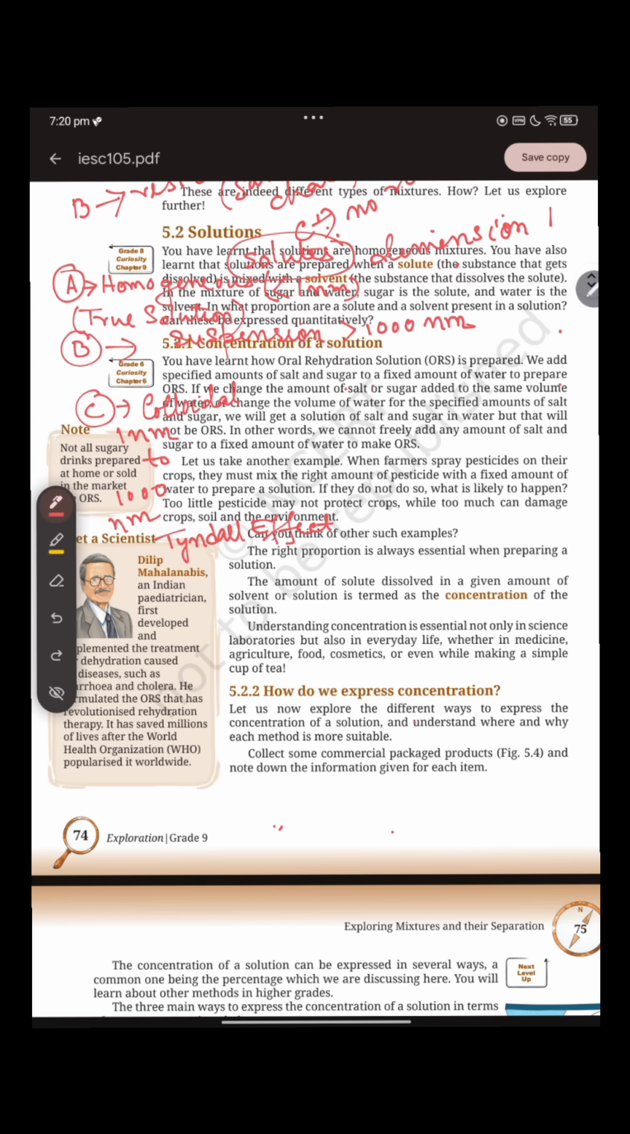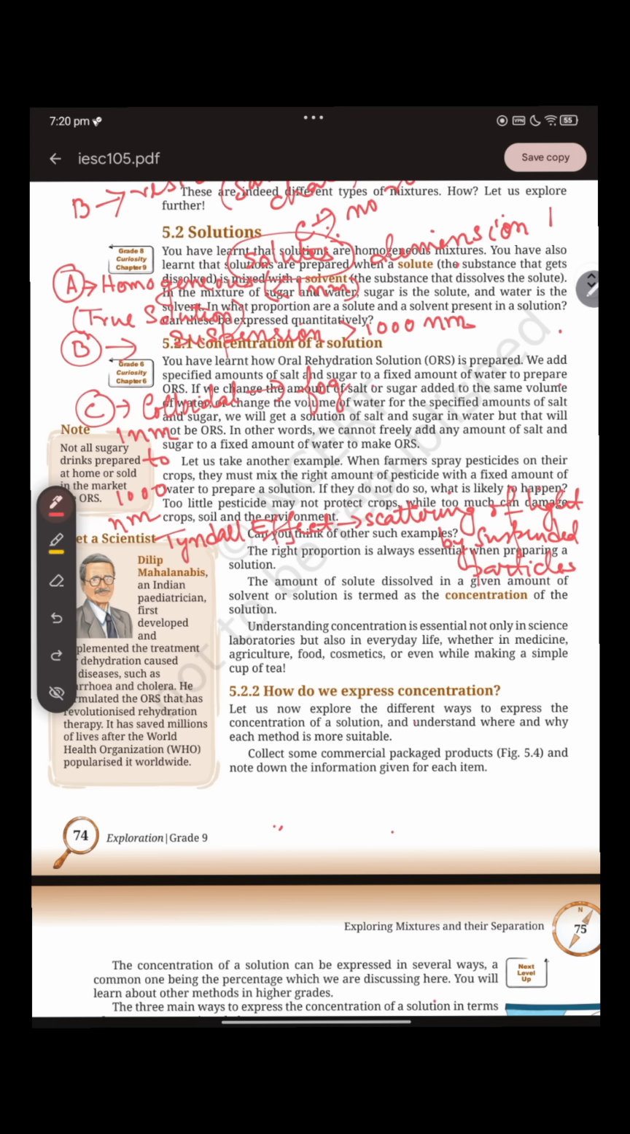So Tyndall effect means scattering of light by suspended particles in a solution. Tyndall effect was seen in colloids, but it was not seen in other cases. Milk, fog, colloidal solution. Another example is fog. Fog is a colloidal solution.